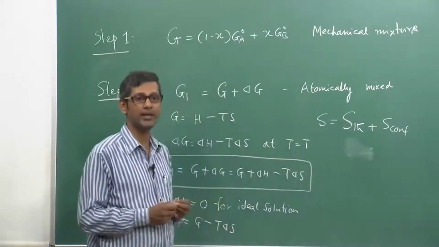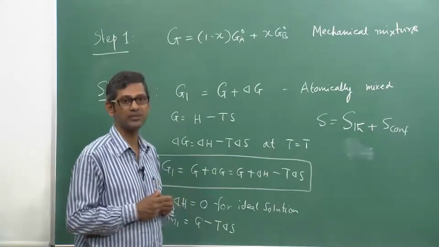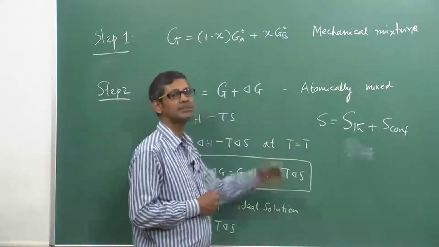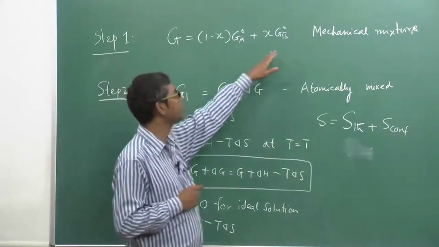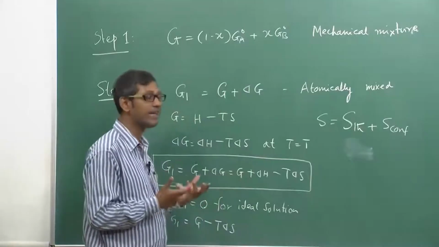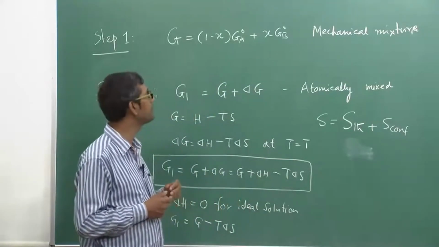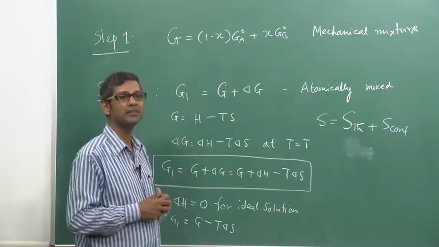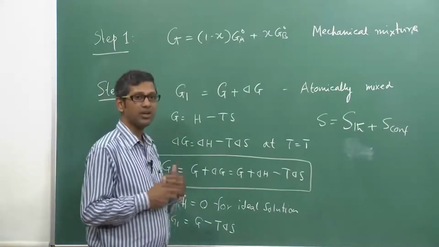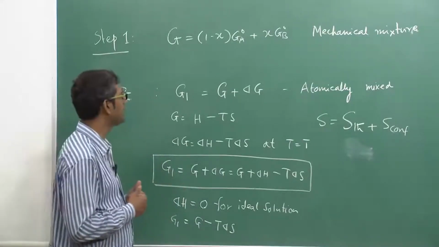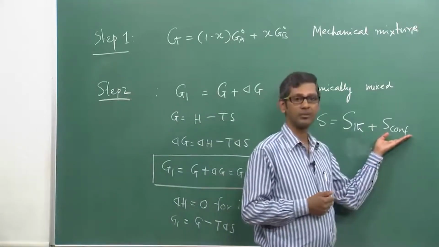If I have only pure A atoms and try to arrange them in a lattice, there is only one possible arrangement. Similarly, if I have pure B, there is only one possible arrangement of pure B in the lattice, because the atoms are the same. But the moment I have two chemically different species and try to arrange them in a lattice, I can have many ways of arranging them. That depends on the different probabilities of arranging the atoms in the lattice. That is what actually contributes to the configurational entropy.